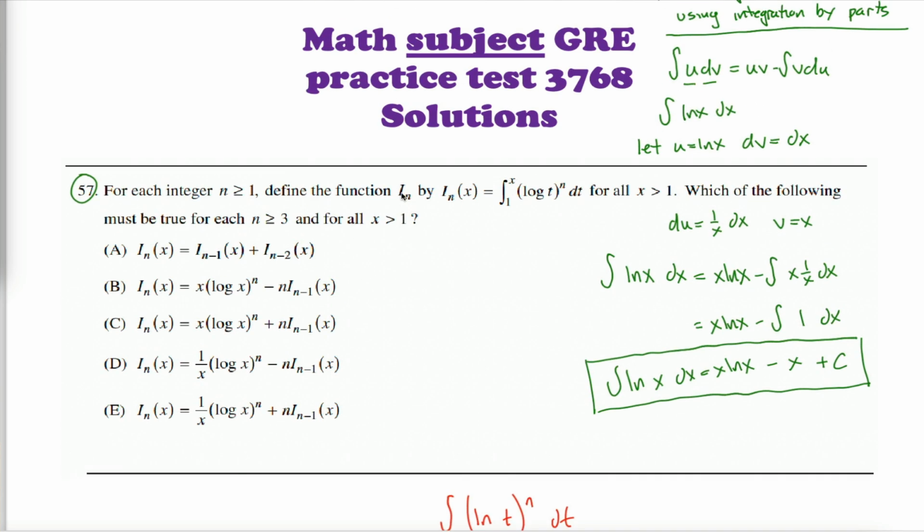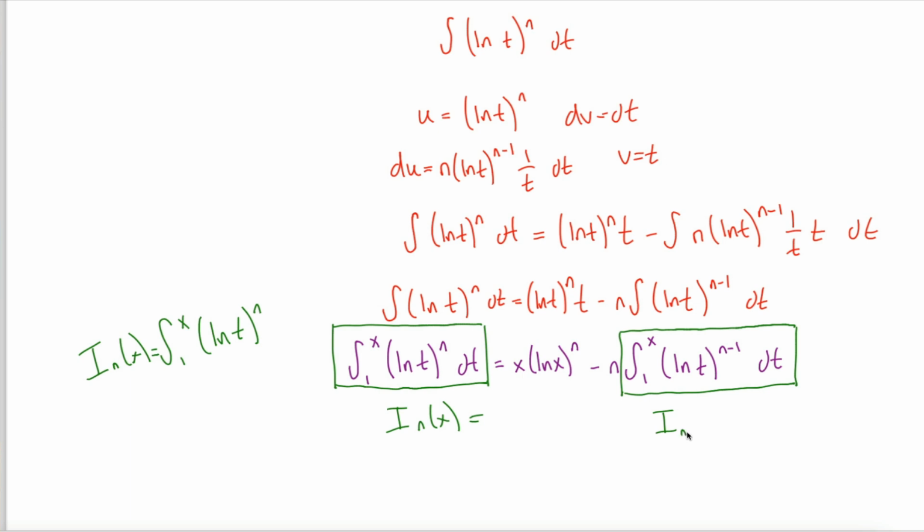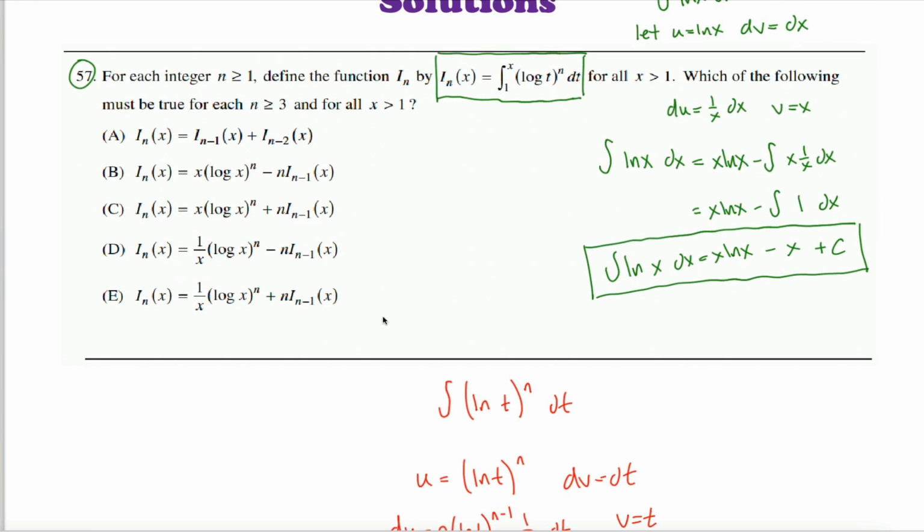But remember, the problem tells us that the integral from 1 to x of the natural log of t to the n power is this thing I sub n of x. So what I have written right here is I sub n of x, and what I have written right here is I sub n minus 1 of x. I can rewrite I sub n of x in terms of I sub n minus 1 of x. If I just add in the rest of this stuff in purple, x natural log of x to the n minus n times this I sub n minus 1. Take a picture of this in your mind. Come looking for it up here. I believe it's exactly what we have in statement B. I sub n of x equals x natural log of x to the n minus n times I sub n minus 1 of x. Nice.